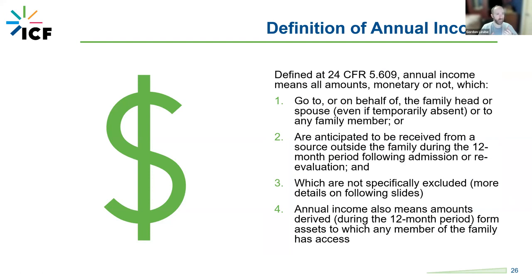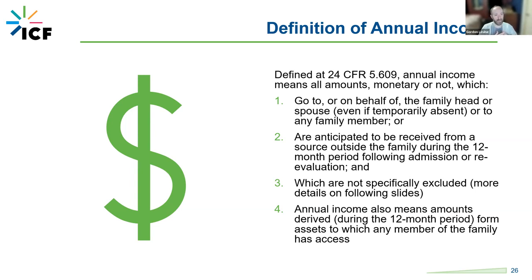It's amounts that, whether they're monetary or not, meaning whether cash is actually changing hands or not, go to or on behalf of the family head or spouse, even if they're temporarily absent due, for example, to prison, jail, other institutional reasons, or if they're overseas for some reason, et cetera, or to any family member, so any household member. Or they are anticipated to be received from a source outside the family during the 12-month period following project admission or reevaluation, and which are not specifically excluded. We're going to talk more about that in a minute. That's the 5.611.